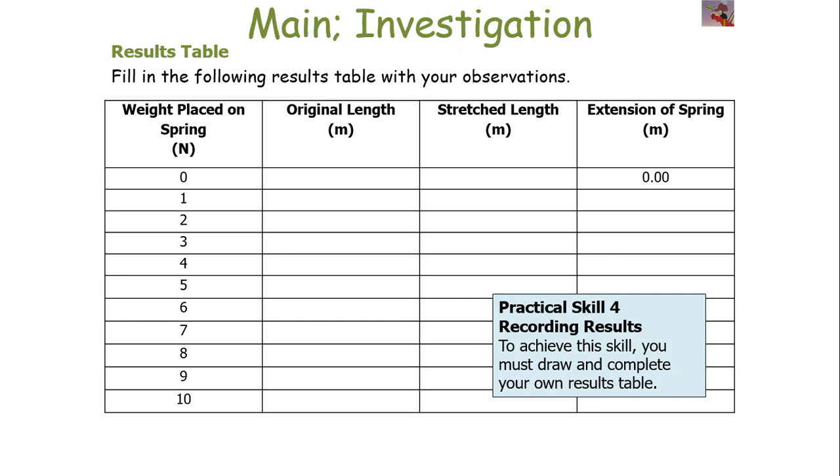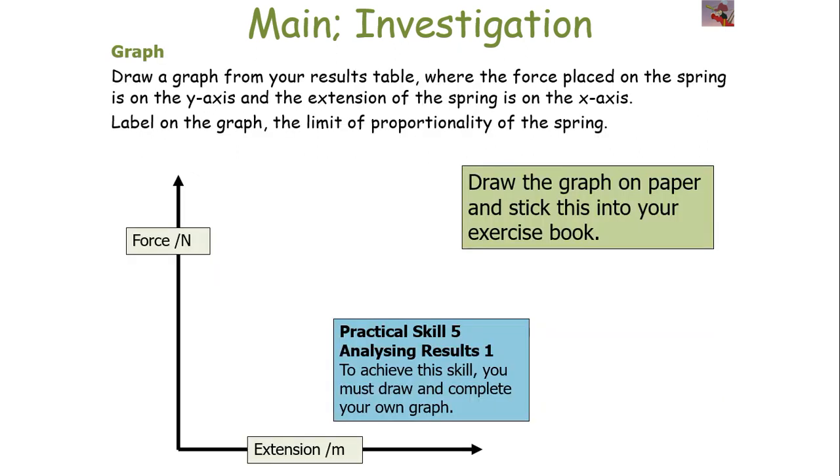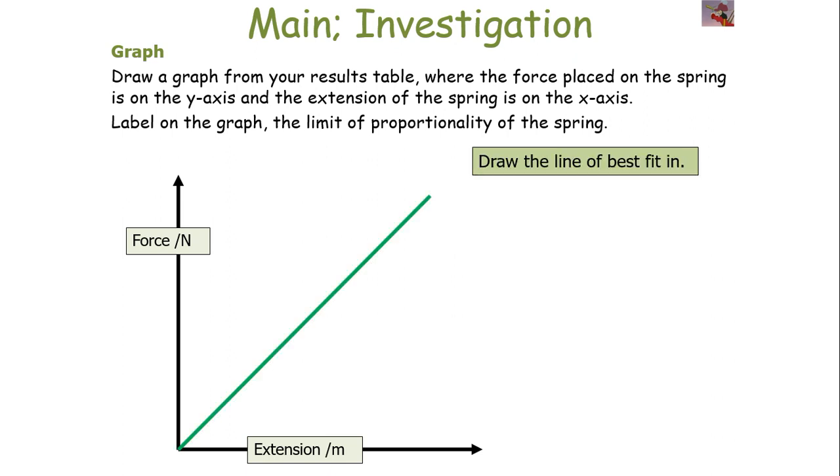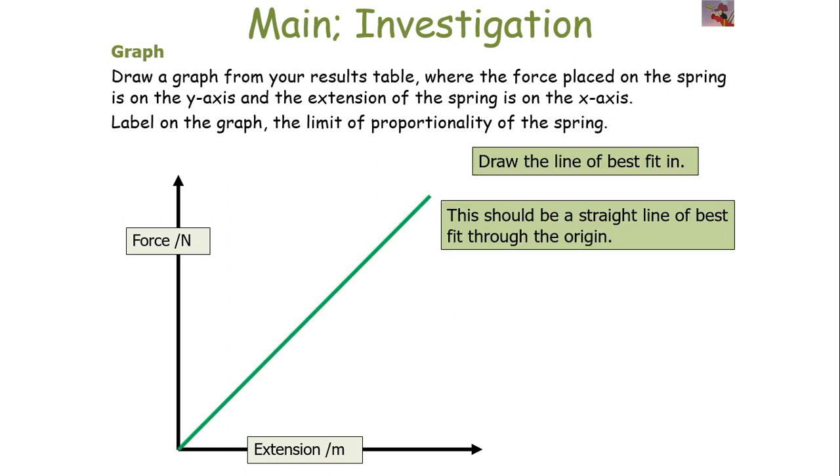Now, you should record your results in the following results table. So you'll have your original length, your stretch length, and your extension, where extension is the stretch length minus the original length. Then what you would do is you draw a graph with the force on the y-axis and the extension on the x-axis, and you should draw a line of best fit in, which should be a straight line of best fit through the origin.